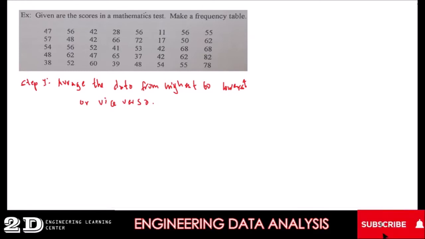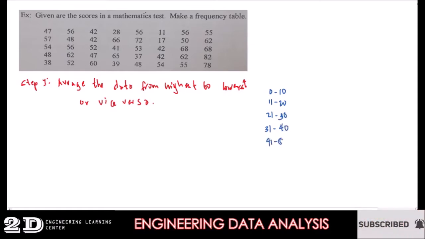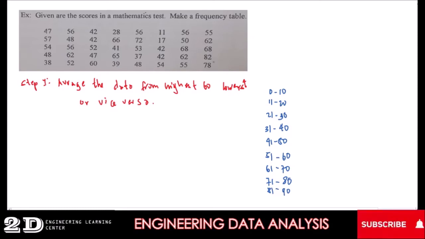The very first technique in doing this is, because our data is arranged randomly, we will first try to group them. For example, we have 0 to 10, then 11 to 20, 21 to 30, 31 to 40, then 41 to 50, 51 to 60, 61 to 70, 71 to 80, then 81 to 90. If you have data that is higher than 90, you have 91 to 100. I believe this is enough. Then we will write the data here. This is one of the techniques for arranging them in ascending or descending order.